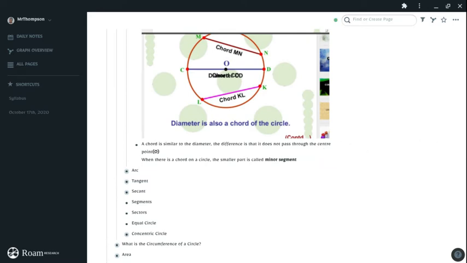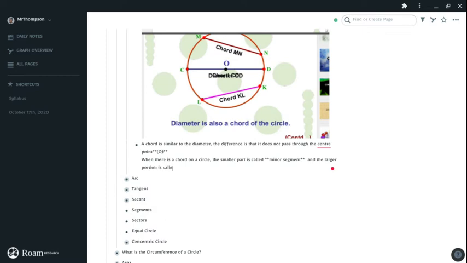So the smaller part is called the minor, and the larger portion is called the major segment. Okay, now that is a chord. So what I want you to do as a little exercise, when you draw your chord on your circle, just lightly shade the minor, and then use a darker shade to shade the major. Good? Let me give you a moment.